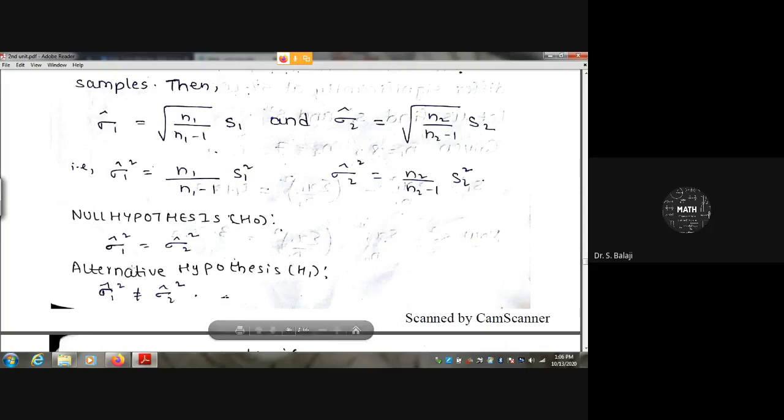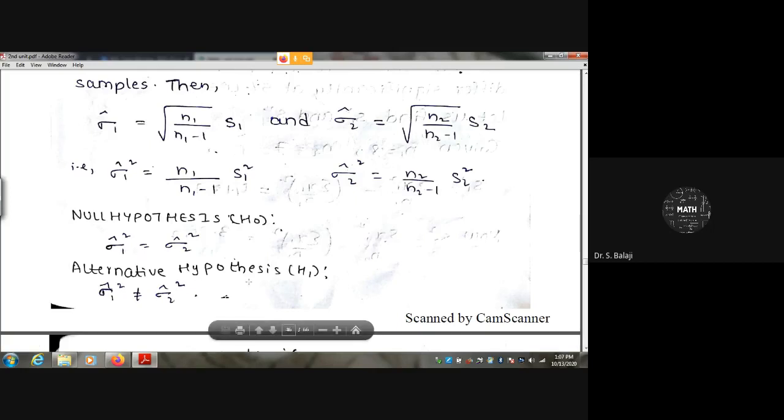What about the null hypothesis for these two population variances we are getting from the sample variances? The null hypothesis says that there is no significant difference between the population variances given by the samples. Therefore, sigma 1 cap square equals sigma 2 cap square.